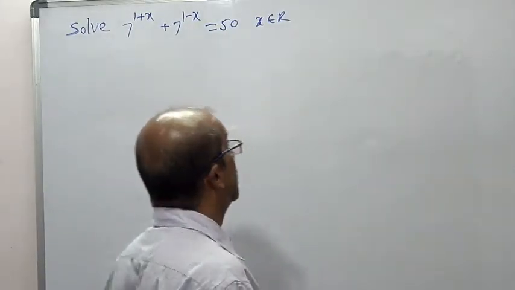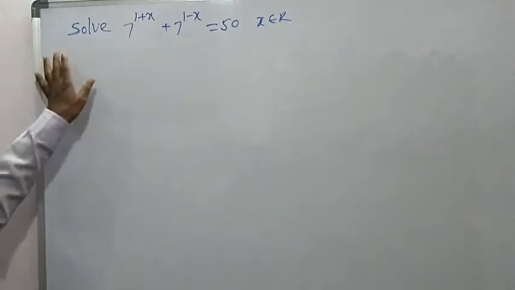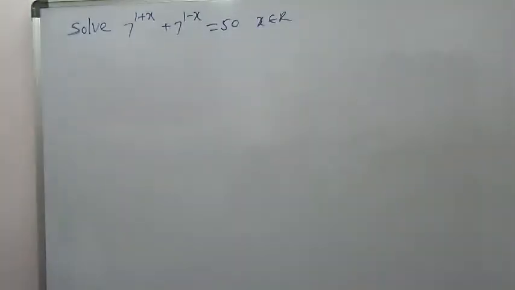Now take another example, somewhat different one. Solve 7 power 1 plus x plus 7 power 1 minus x is equal to 50. x belongs to real numbers.